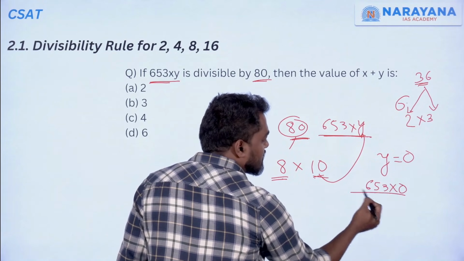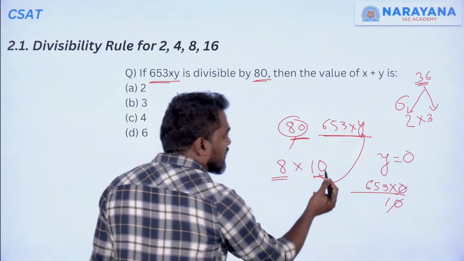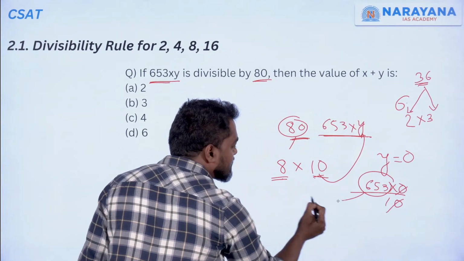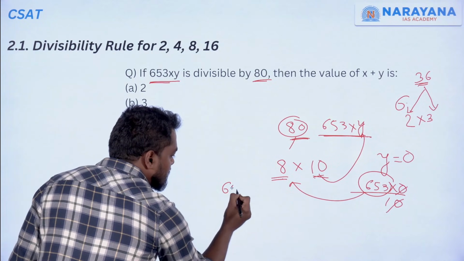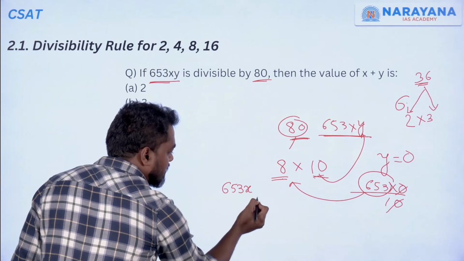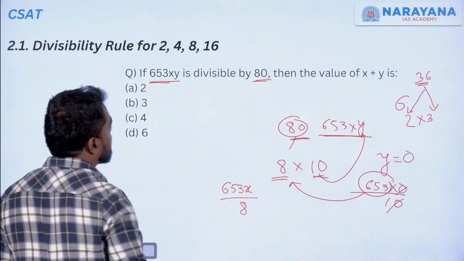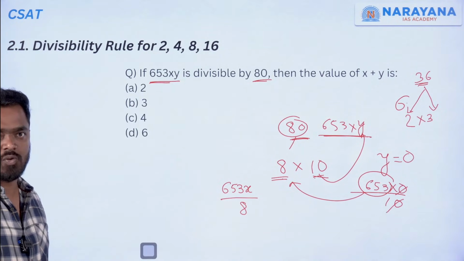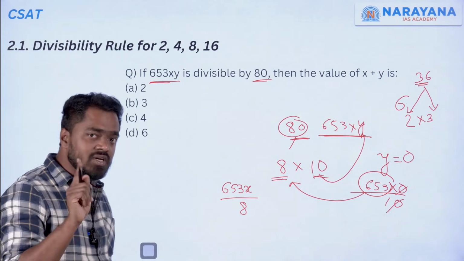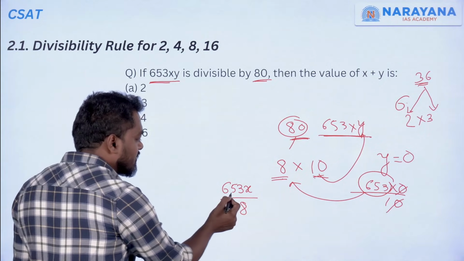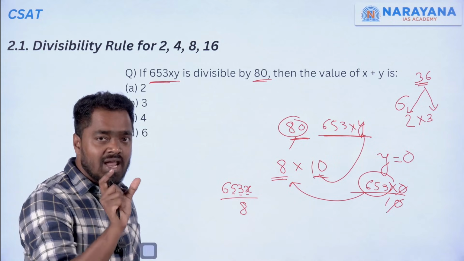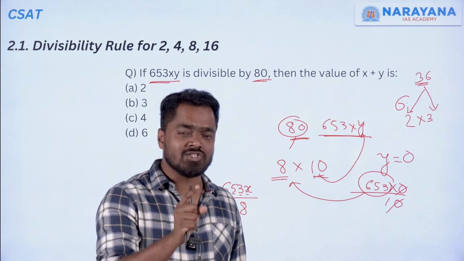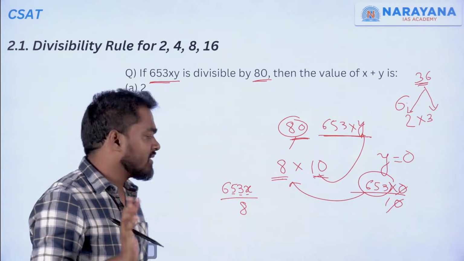Now 653x0 is divisible by 10. Now the remaining number must be divisible by 8. So what is the remaining number? 653x. It is divisible by 8. Okay. Now what is the divisibility rule of 8? You have to consider the last 3 digits, that should be divisible by 8.